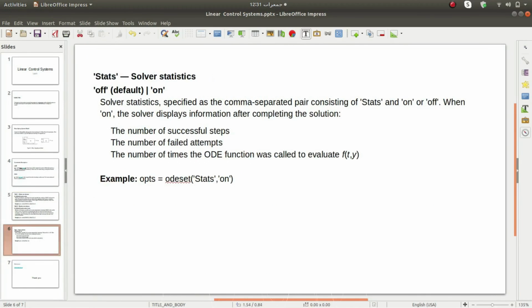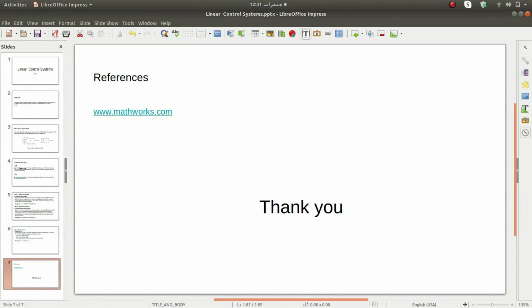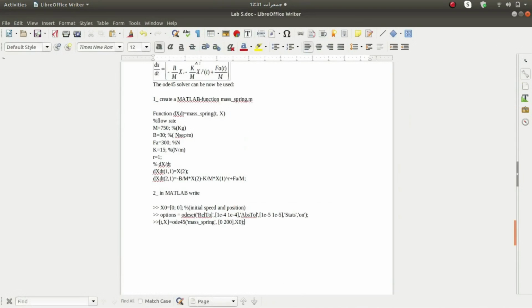Third one is stats on. Stats is by default off, but if we set it on, it will give the number of successful steps, the number of failed attempts, and the number of times the ODE function was called to evaluate. So it will give you the values of the inner properties of the ODE function command. So these are the commands. I hope these commands are clear to you all.